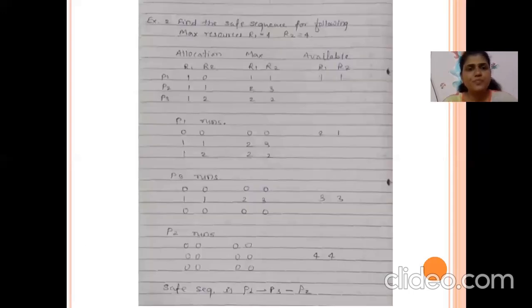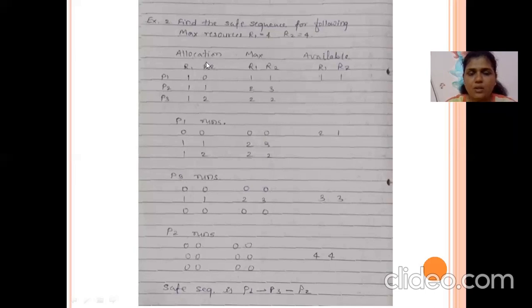This is the example. Now, what is given in the example? Find the safe sequence for the following. The maximum number of resources of R1 type is equal to 4 and R2 type is equal to 4. With this, they have also given the allocation status and maximum requirement for the processes present in the system. There are 3 processes present in the system, that is P1, P2 and P3.